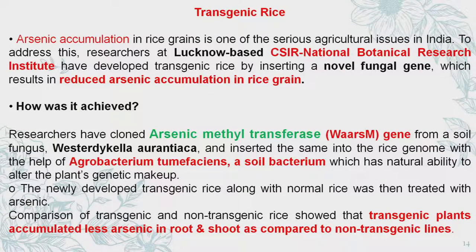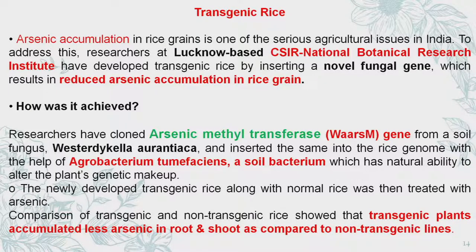So the Lucknow-based CSIR National Botanical Research Institute identified a novel gene from a fungal species. This novel gene produces an enzyme called arsenic methyltransferase. This can degrade arsenic. See the point. So a gene was identified from a fungal partner, a gene which is going to produce an enzyme that will reduce the arsenic contamination.